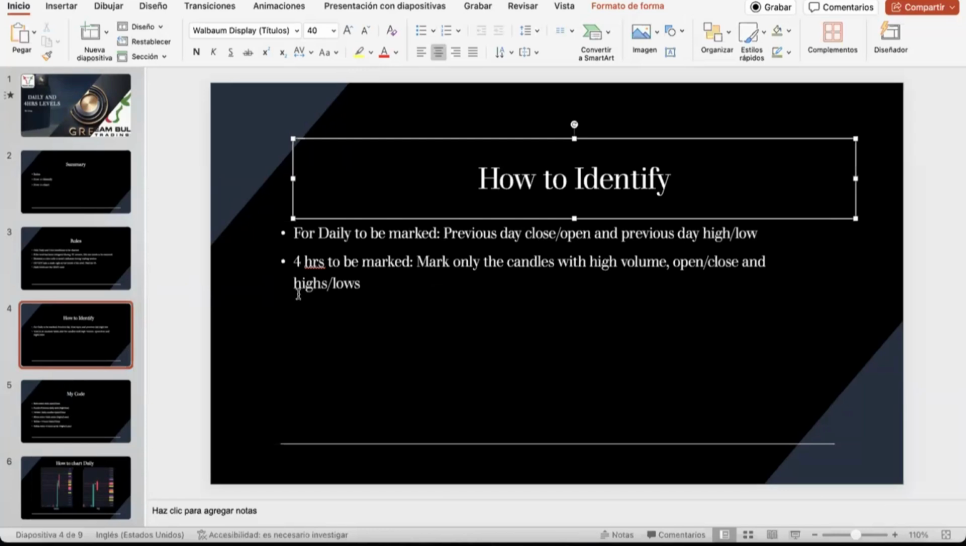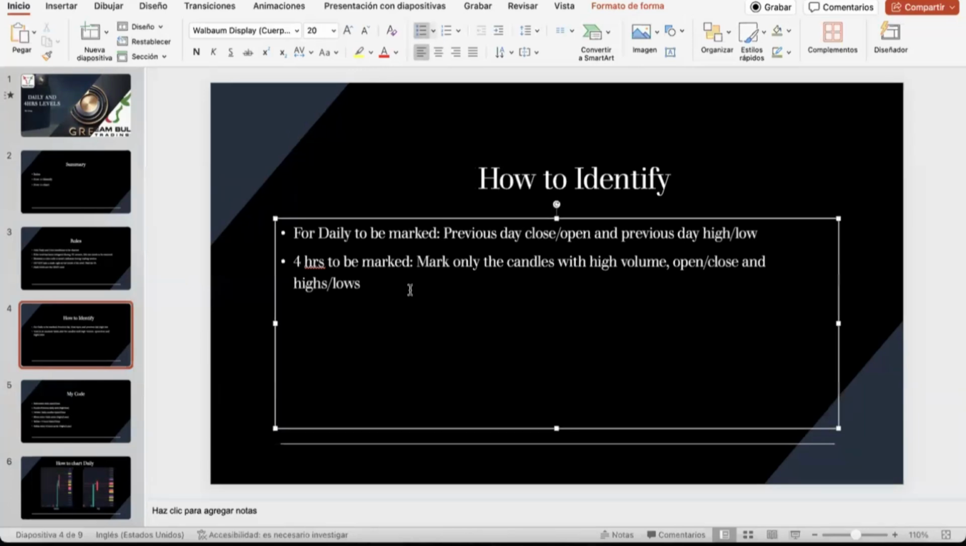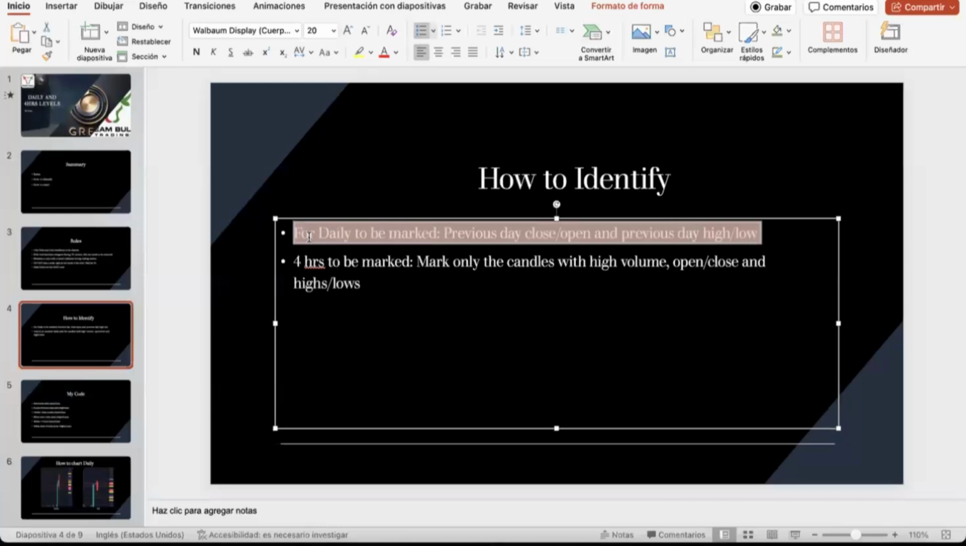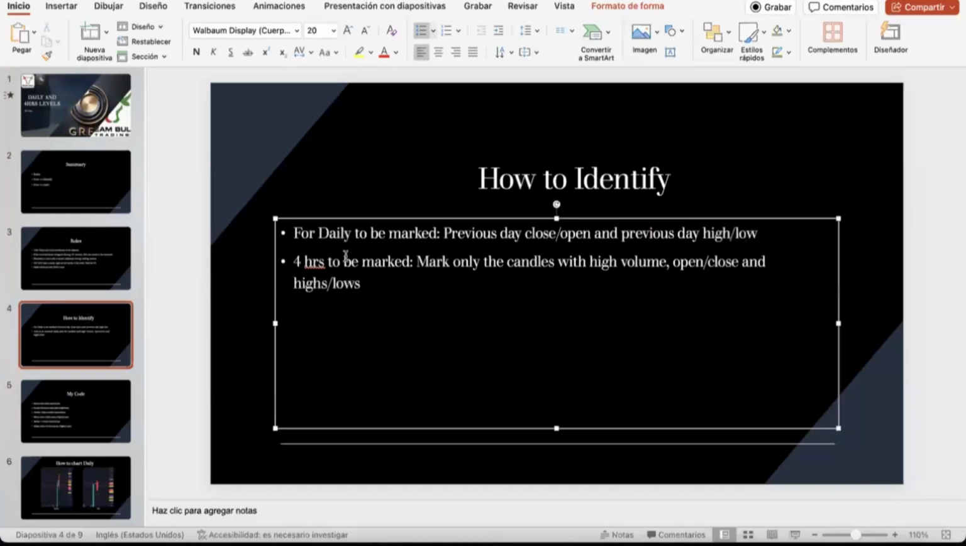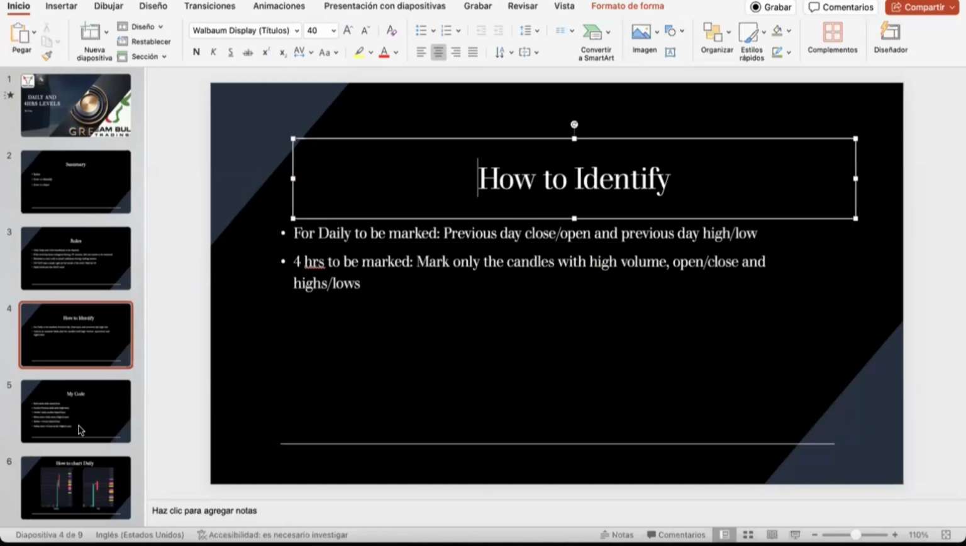Perfect. So let's focus, guys. I'm going to repeat again for daily. You will mark the previous day's close. In this one, the volume rule doesn't matter. I mark every daily candle, no matter the volume. For 4 hours, I only mark the candles with a high volume. I will show you some examples.